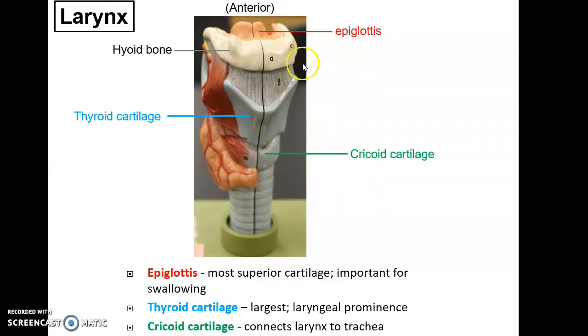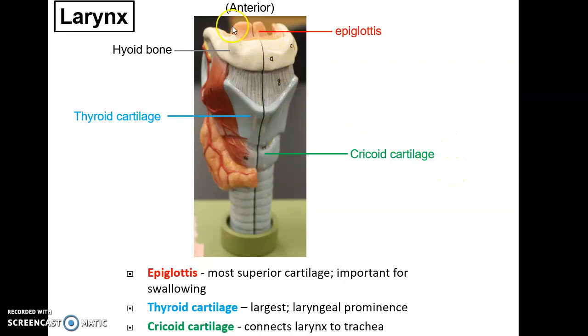Here is our lovely larynx model. So this bone here, that is the hyoid bone. This flap up here is the epiglottis. Here is the thyroid cartilage, also known as the Adam's apple, that sticks out anteriorly. And the very end of the larynx is the cricoid cartilage. So from hyoid bone down to cricoid cartilage.